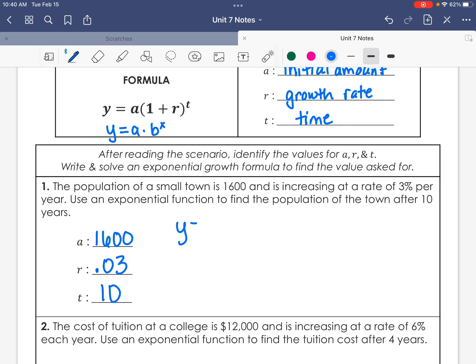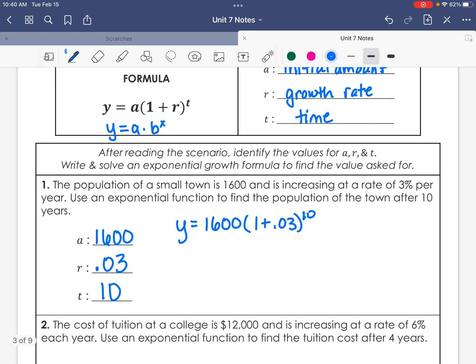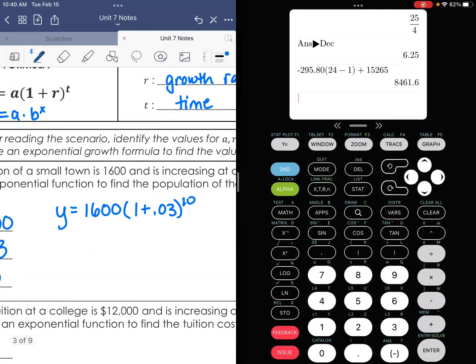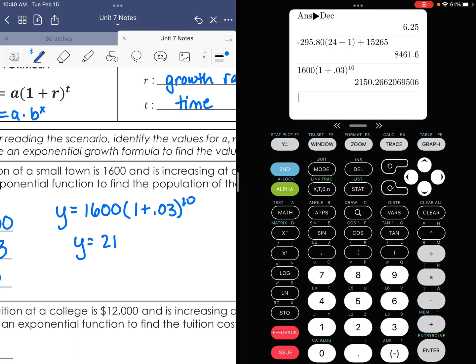So you simply substitute in all of your information like that, and then you're going to type that into your calculator just like that. Make sure that you use the little caret button to put in your exponent of 10. Look at it, make sure you've typed what you meant to type. You didn't leave out a decimal, you didn't leave out a zero. And so the population will be 2,150.27.